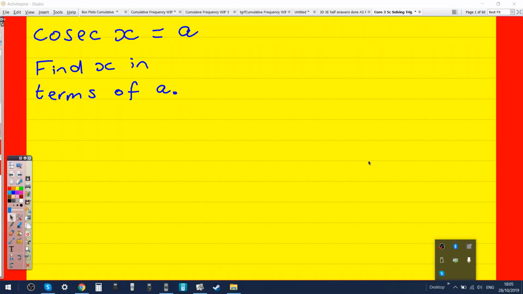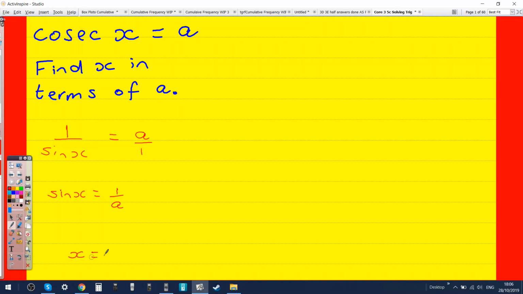x equals a. Yeah, and keep going. So would you do a over 1 equals sine x? It's already a over 1. So sine x would be a. It's already a. A and a over 1 are the same. 1 over a. Yeah. And so x would equal? So x would equal arc sine 1 over a.